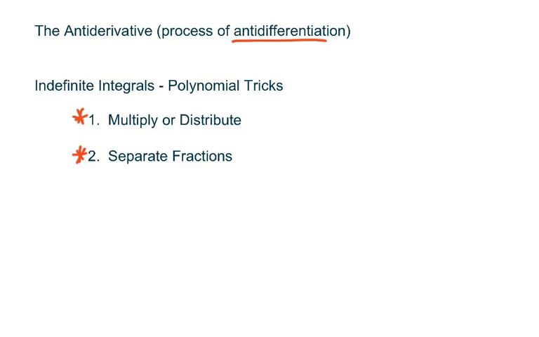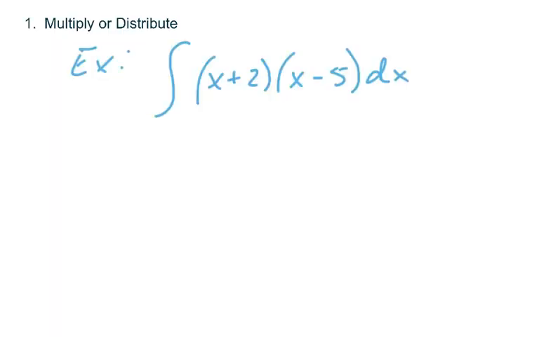So hopefully as I'm going through these two tricks, you'll recognize them from class, I know it was a couple months ago, but from when we were finding the derivative of these types of problems. So first trick is to multiply or distribute. So I have an example here that I want to take the antiderivative of the product of x plus 2 times x minus 5 dx.